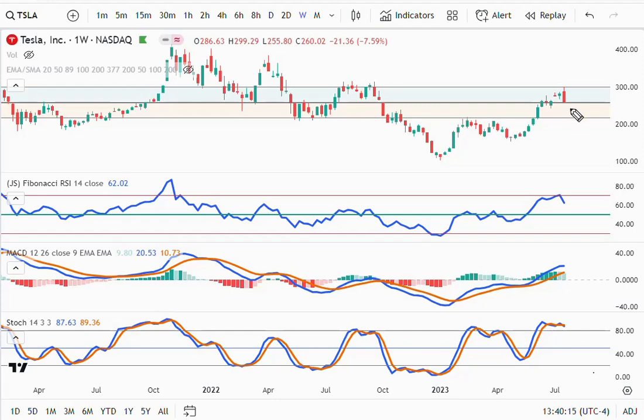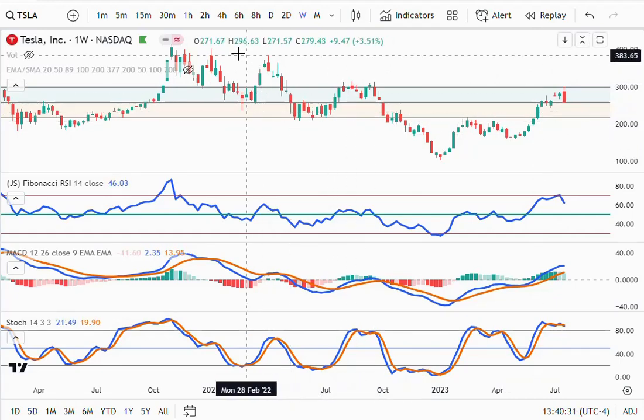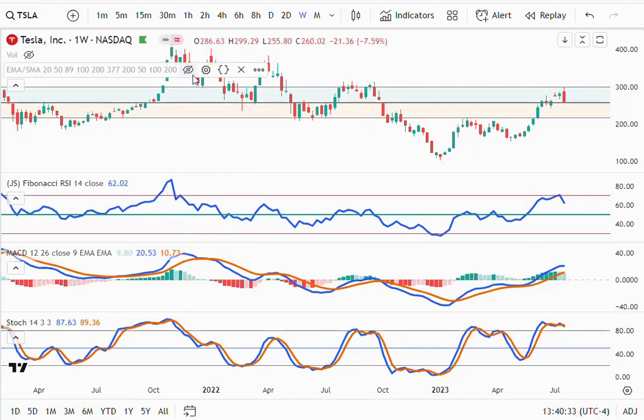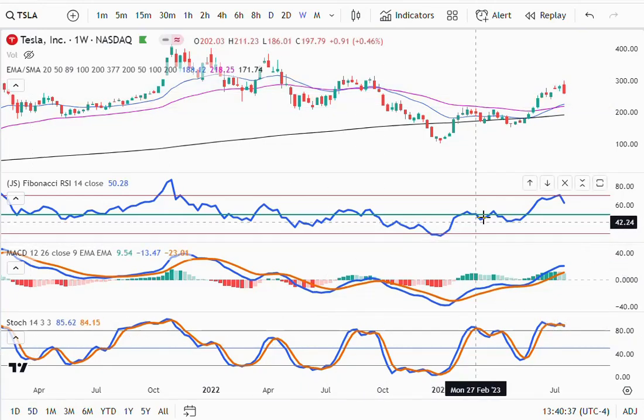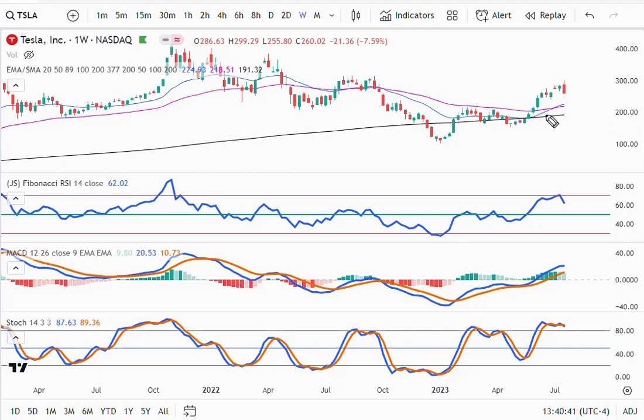sideways trading over the course of several weeks, and in the process, it attempts to find another weekly higher low. Even if I look at the weekly moving averages, if I just bring in the moving averages and get rid of the lines, you'll see that the price remains above the moving averages on a weekly basis.